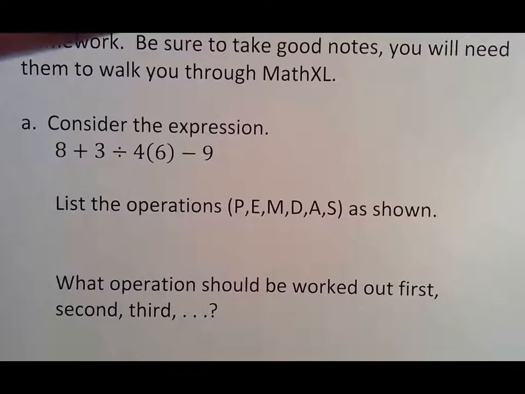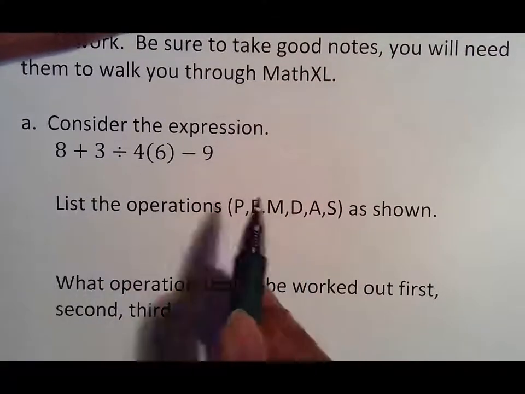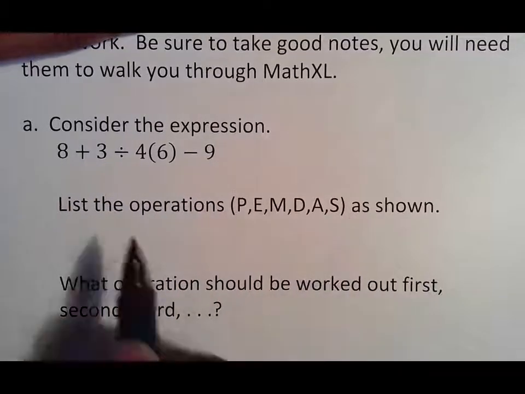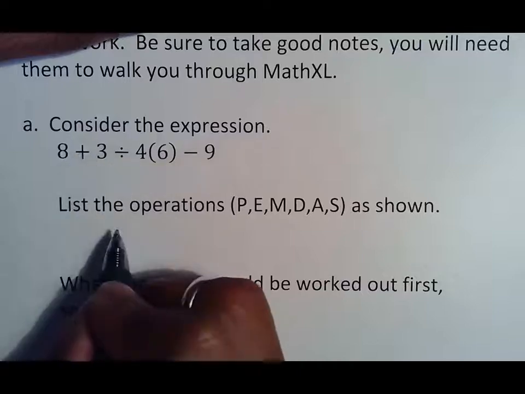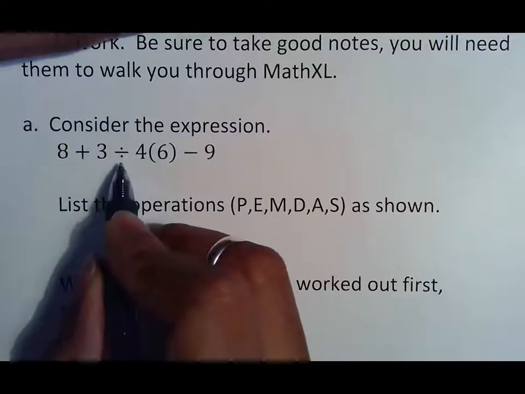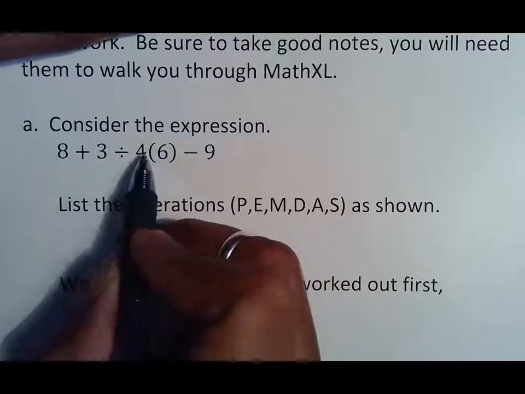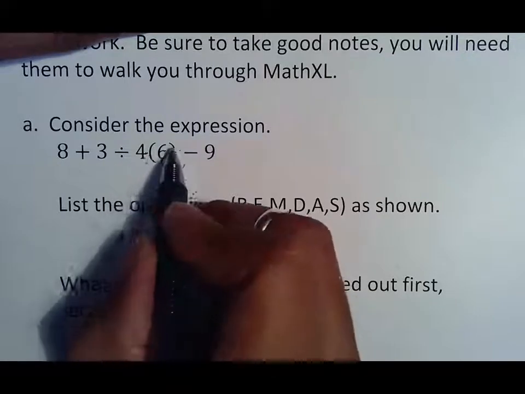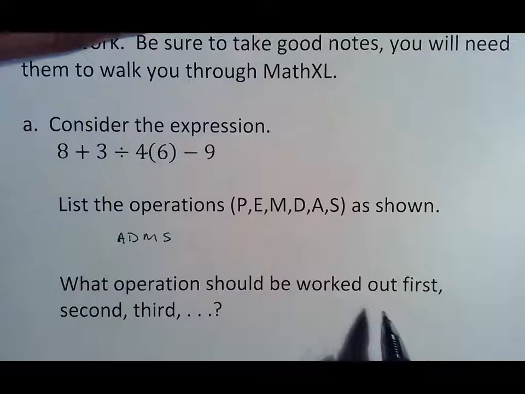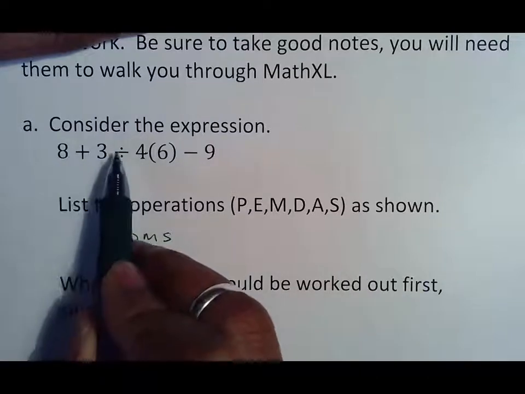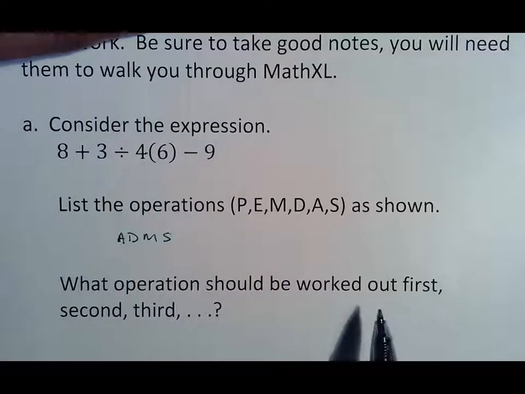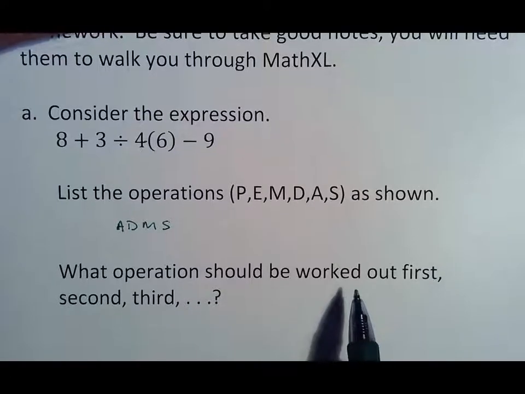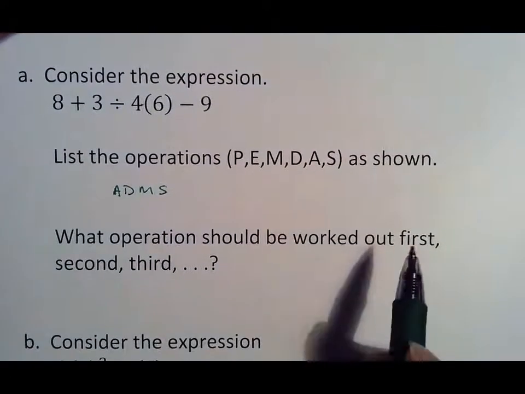So, looking at what we're doing again, this is that problem that we had where it gives us these things and they want the operations as shown. Remember, you will look and say our first operation is addition, so A. Second is division. Remember, that is multiplication because those two things are attached. That is not parentheses, but it is subtraction. So addition, division, multiplication, subtraction. What operation should be worked out first, second, and third? So again, this is just a real quick review just to make sure we remember it.